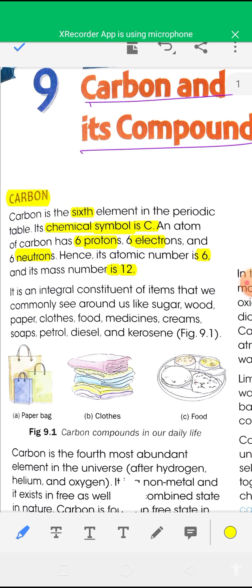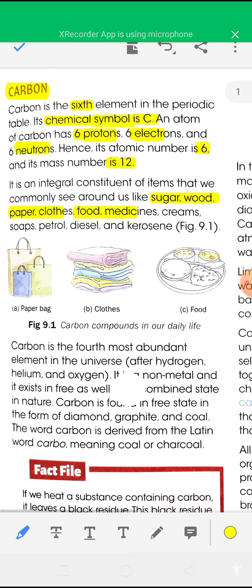And it is present in almost all items that we commonly see around us, like in sugar, paper, cloth, food, medicine, carbohydrate, protein, fat, petrol, diesel. In all these items carbon is present. So carbon has a very important role in our day-to-day life. Carbon is the fourth most abundant element in the universe after hydrogen, helium and oxygen, and it is a non-metal and it exists in free state as well as in combined state.